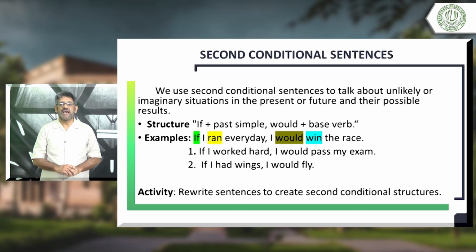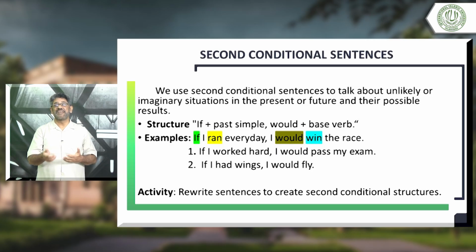If I ran every day, I would win the race. There's an unlikely situation here. We are using the past form in the first clause: if I ran every day. But what does that mean? It means I don't run every day. The truth is, I don't run every day. I can start any day, but at the moment when I'm talking to you, I'm saying if I ran every day, that tells us that I don't run every day.